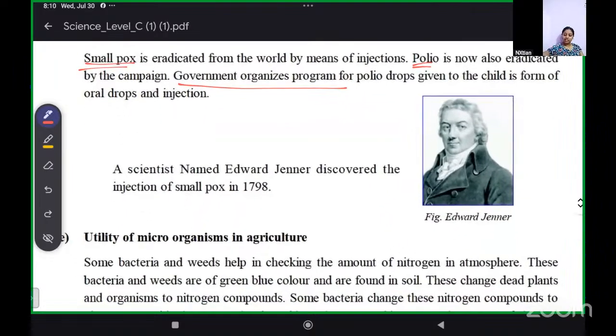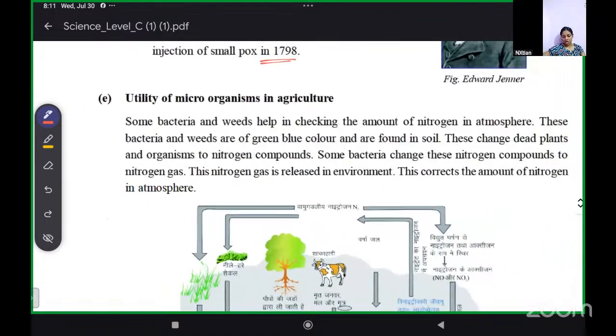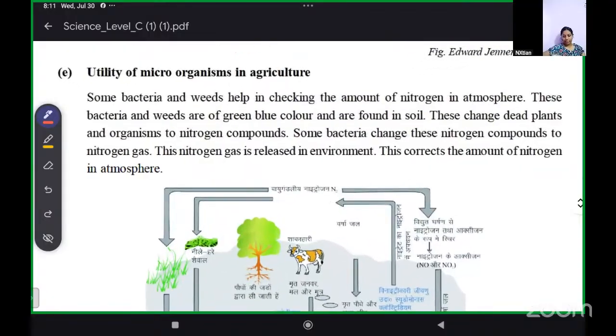Now, the scientist named Edward Jenner discovered the injection of smallpox in 1798. Okay, this is Edward Jenner who discovered the smallpox injection in 1798. Now, utility of microorganisms in agriculture. Some bacteria and weeds help in checking the amount of nitrogen in the atmosphere.